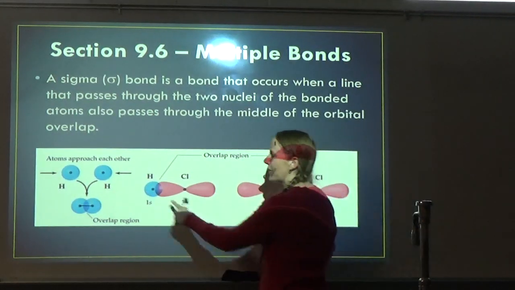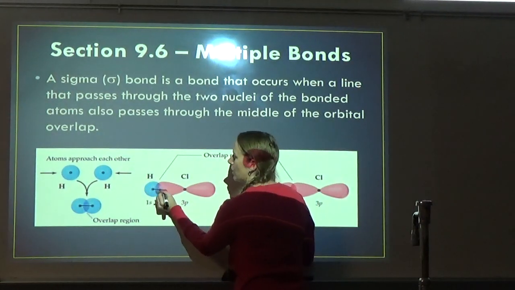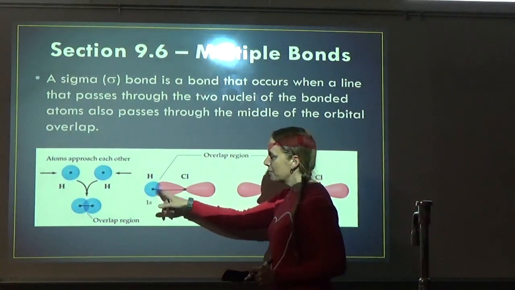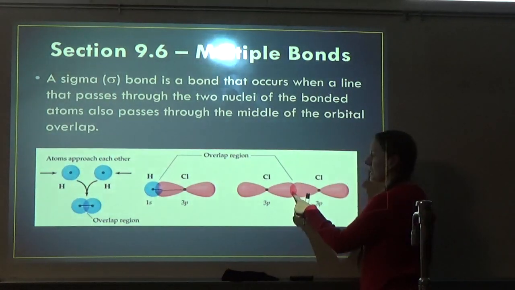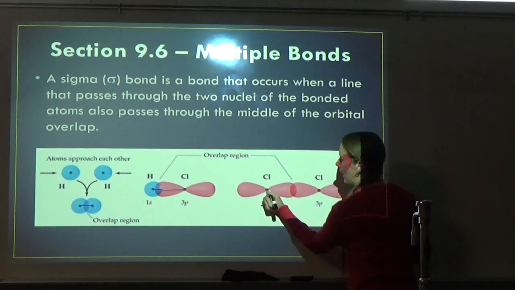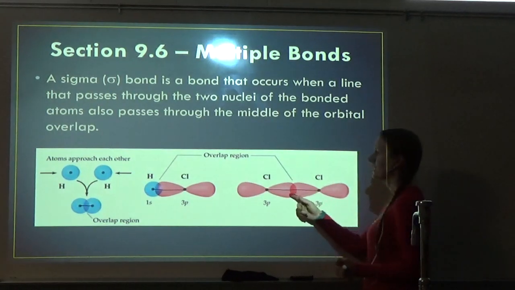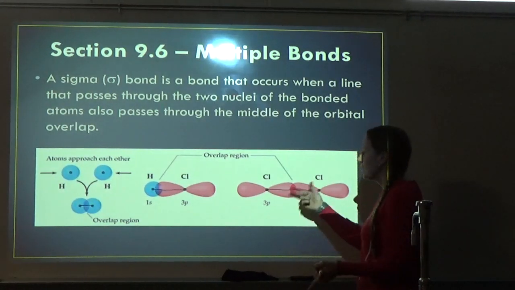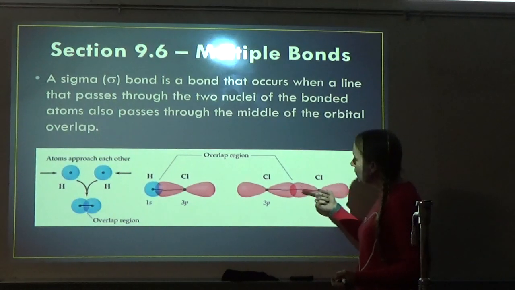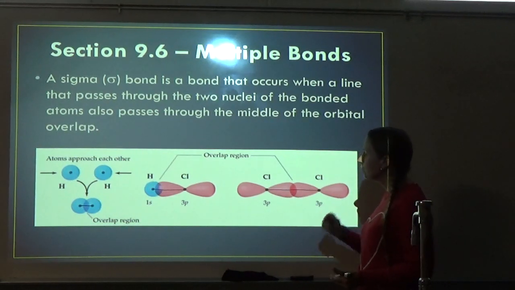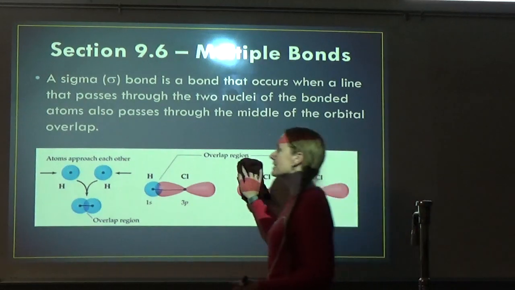The same thing happens if I have an s and a p. See, I can draw a line between the two. It passes through the overlap. And the same thing happens sometimes when two p's overlap, if they overlap in this orientation. I'll show you what it looks like when they're not in this orientation. So if you can draw a line and it passes through the overlap, that's referred to as a sigma bond.